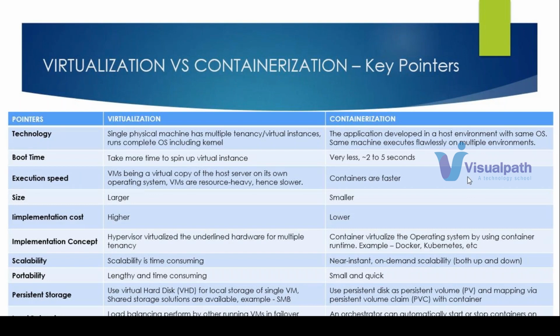The background implementation concept is that the hypervisor majorly virtualizes the underlying hardware for multiple tenancy, and containerization virtualizes the operating system by using a container runtime. The popular container examples are Docker and Containerd, and Kubernetes for production scale container orchestration. We will cover that in detail later on.